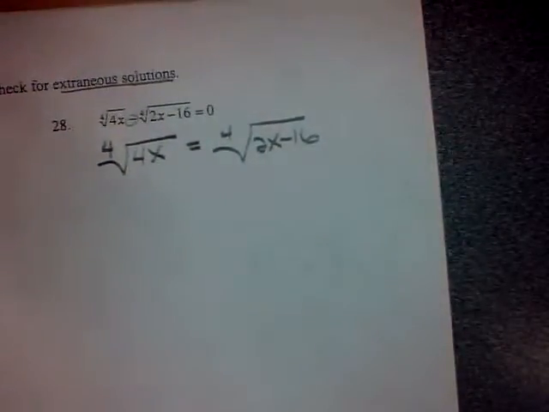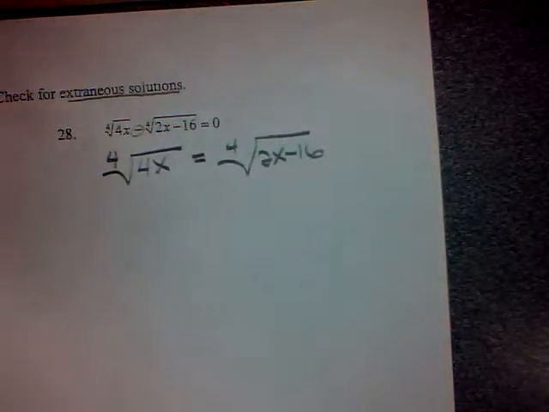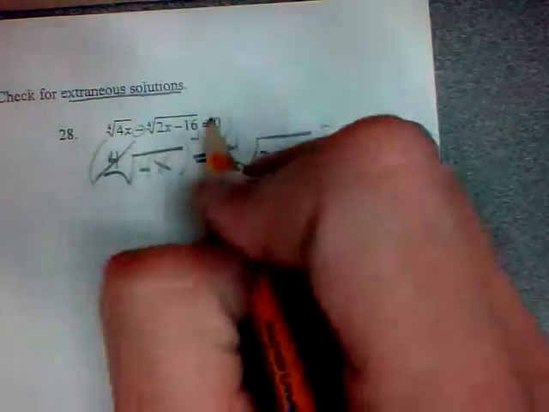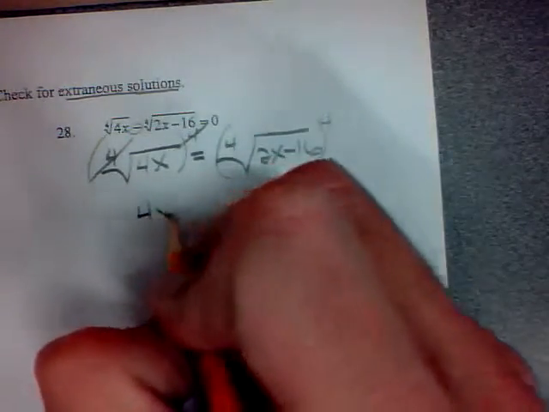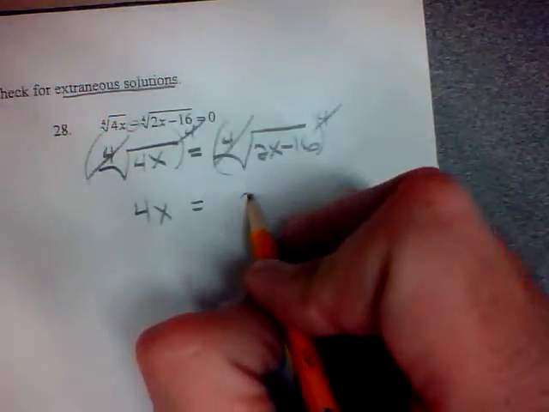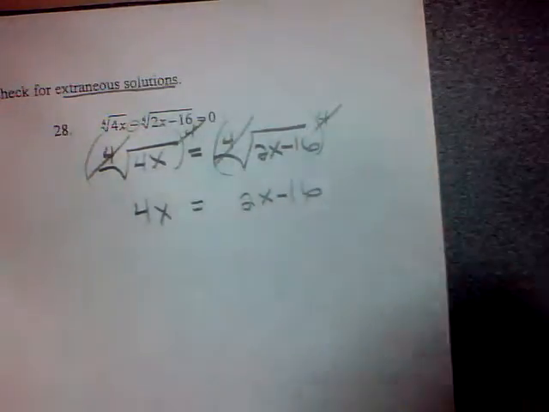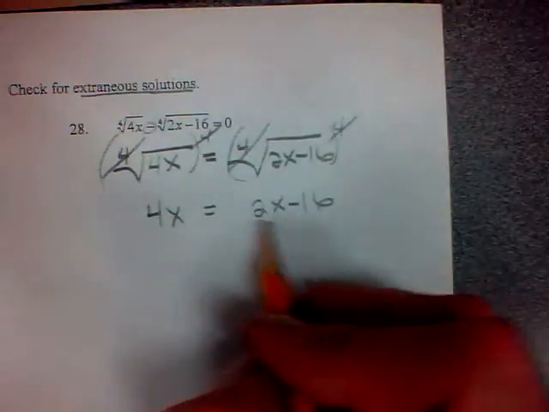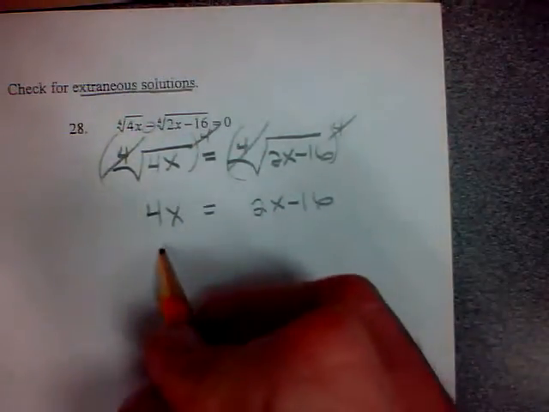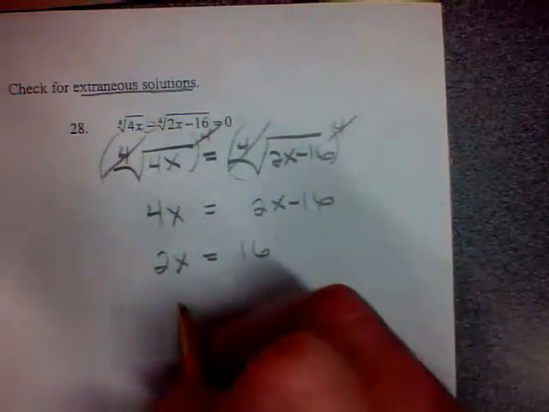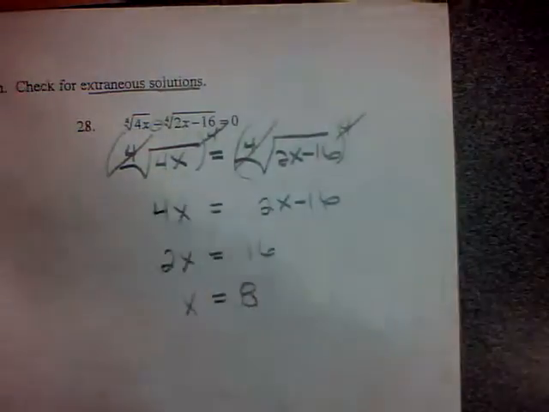So over here, we're going to have the 4th root of 4x equals the 4th root of 2x minus 16. And here, since we have a 4th root on each side, that means we could raise both sides of this to the 4th power. And these are going to cancel, which gets you 4x equals, these cancel, and that gets you 2x minus 16. And again, this one's extremely nice. Here, if we subtract the 2x, we get 2x equals 16. So x equals 8.